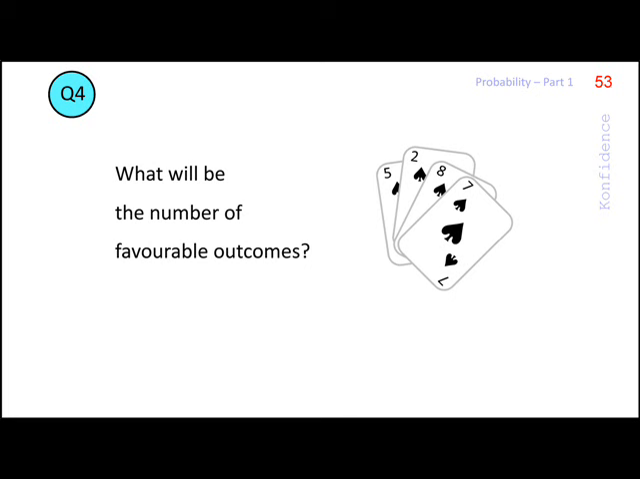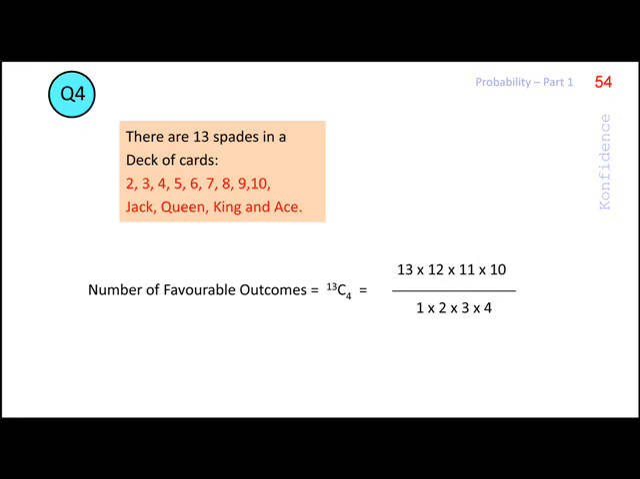How many different picks will be there in which all 4 of them are spades? If we want to ensure that all the 4 cards picked are spades, then we should pick the cards from the set of spades. We know that there are 13 spades in a deck of cards, and so we will have 13C4 different ways of picking 4 spades from a deck of cards.